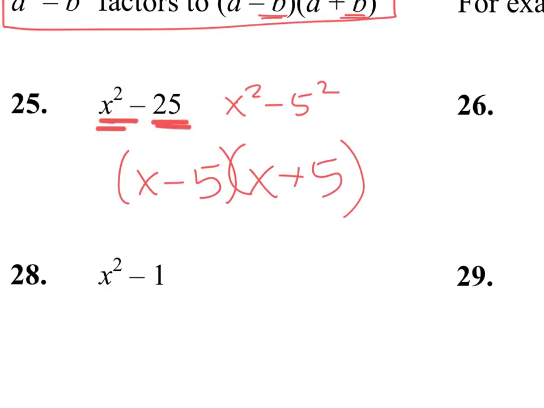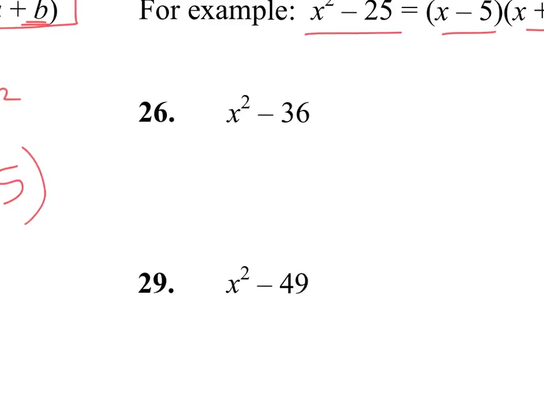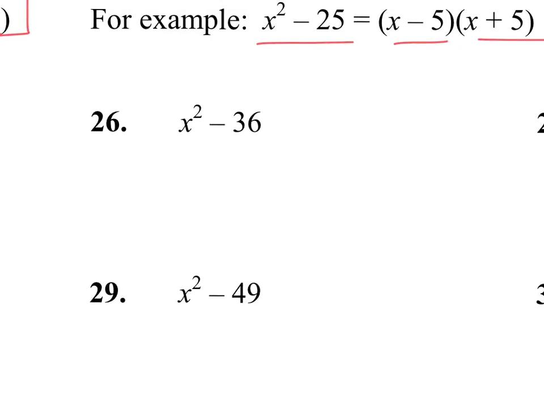Okay, so we'll do number 26. First thing you want to think of, what number squared is 36? 6. So it simply becomes x plus 6, x minus 6. Doesn't matter if it's plus or minus. The order of it does not matter.